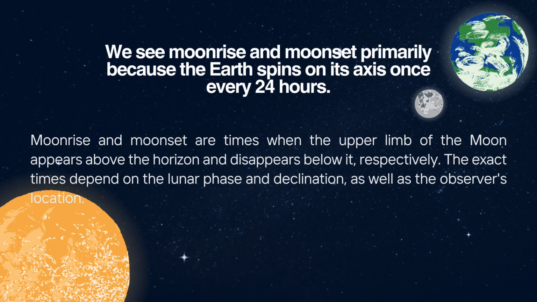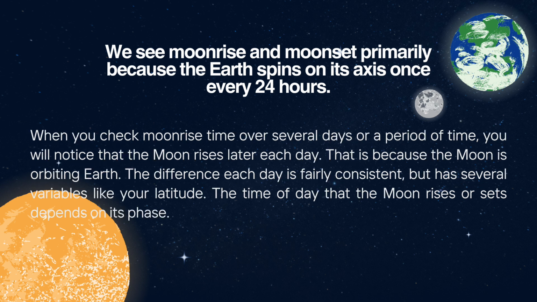Moonrise and moonset are times when the upper limb of the moon appears above the horizon and disappears below it, respectively. The exact times depend on the lunar phase and declination as well as the observer's location. When you check moonrise time over several days, you will notice that the moon rises later each day. That is because the moon is orbiting the Earth. The difference each day is fairly consistent, but has several variables like your latitude. The time of day that the moon rises or sets depends on its phase.